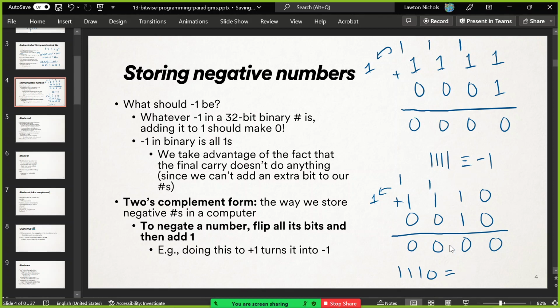It's equivalent, let's say, instead of equal. -2. All right? That is the idea. Any questions about that? So you can do this long process if you want to for any number and discover what the negative version of it should be.